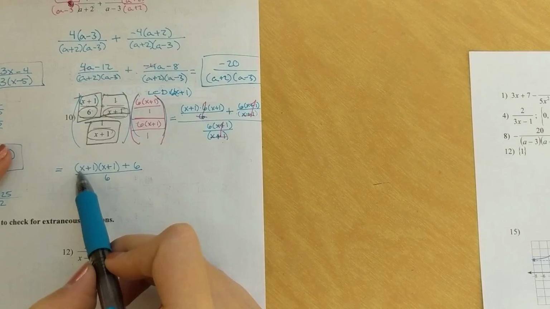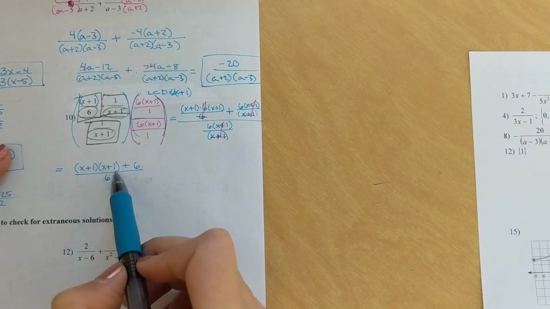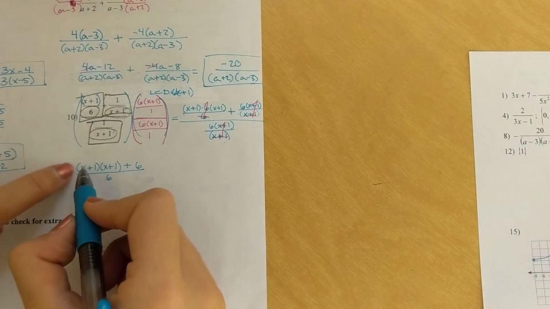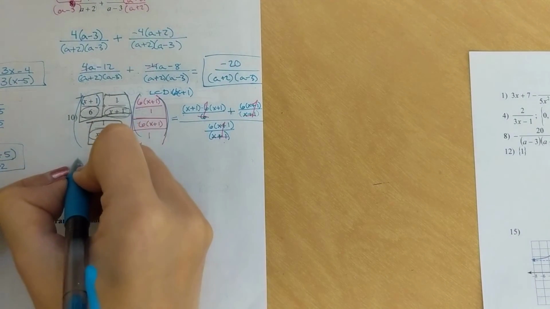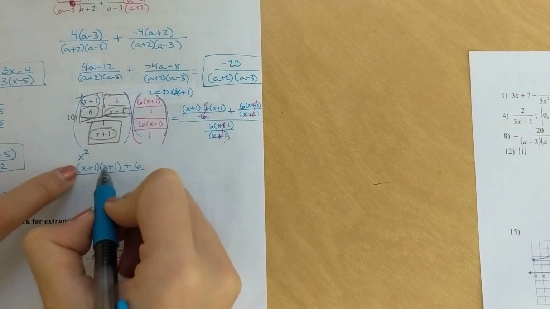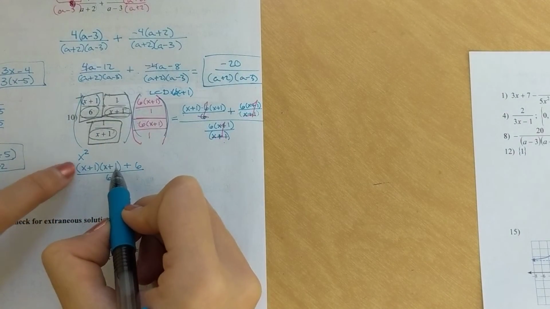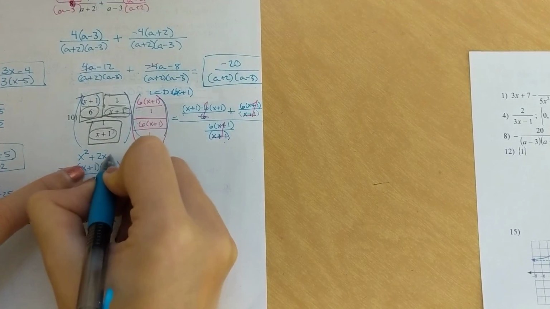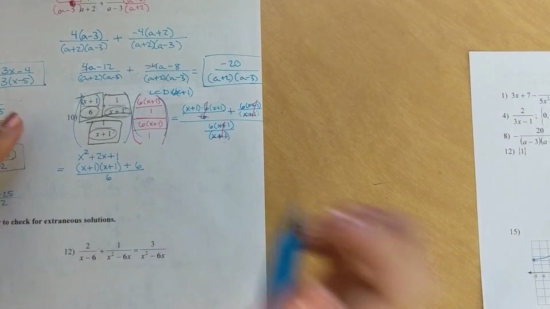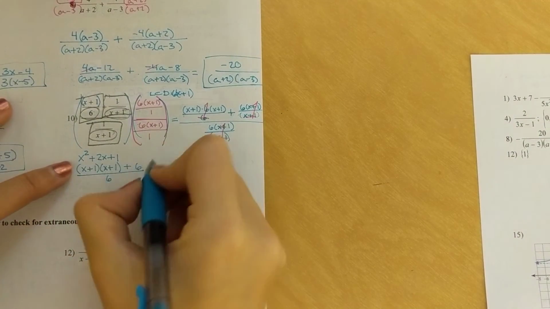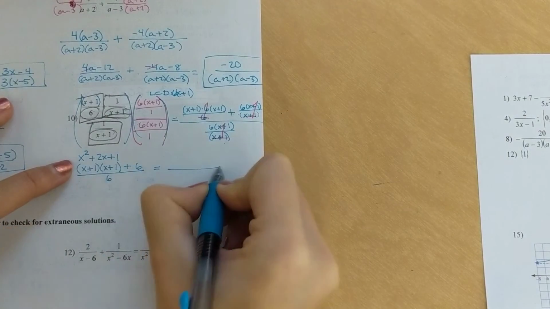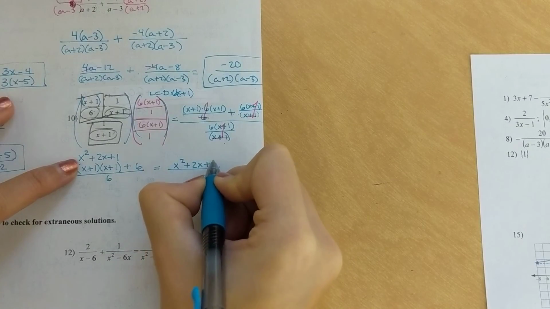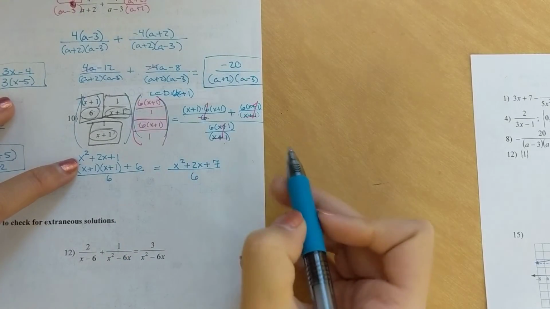So go ahead and distribute x plus 1 times x plus 1, and then combine like terms. I know this actually has a special pattern here. X times x is x squared. Then your outside and your inside is 1x plus 1x, so 2x. And then 1 times 1 is 1. Yeah. All right, let's combine those like terms. So I have in the numerator x squared plus 2x plus 7, all over 6.